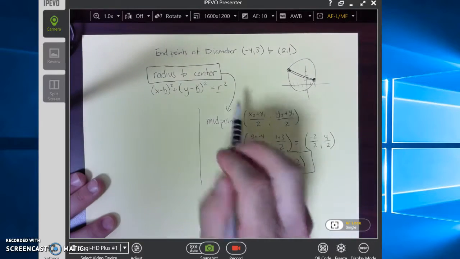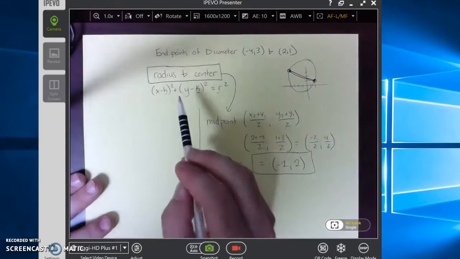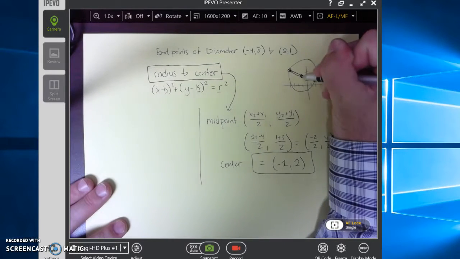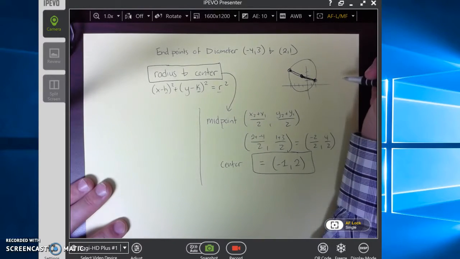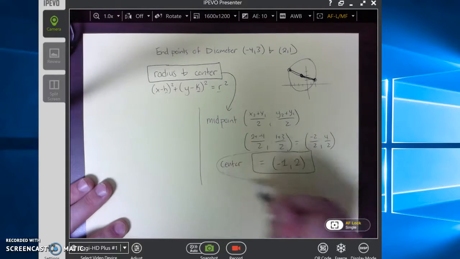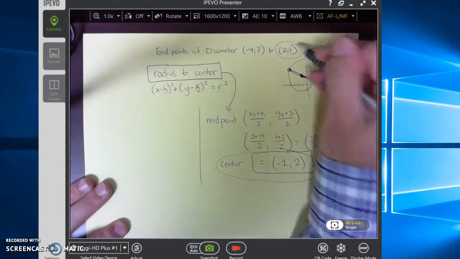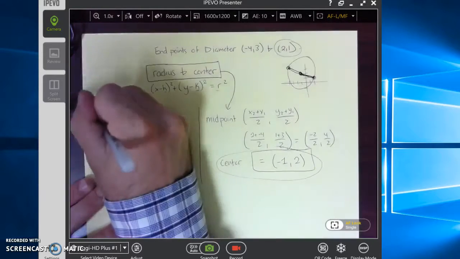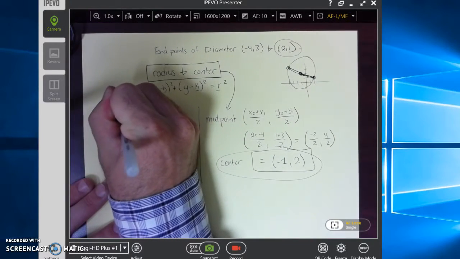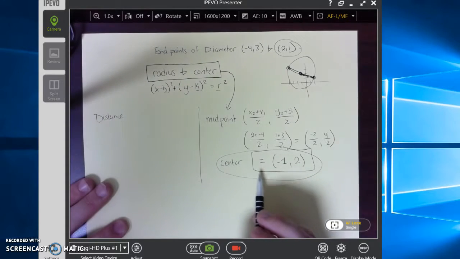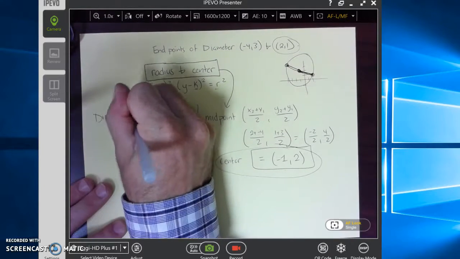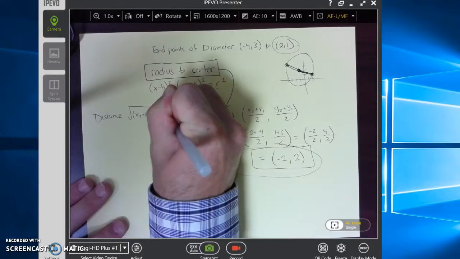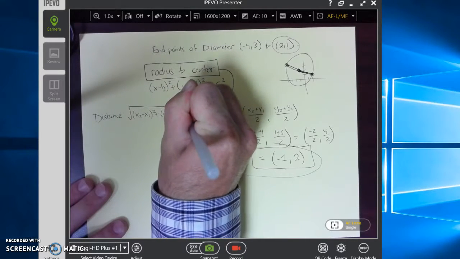And then to find my radius, I have a couple different options. I can find the distance from my midpoint to the end, and that's what I'm going to do. So I'm going to find the distance from the center to one of these points. I'm going to choose this one, and it doesn't matter which one I choose. So we have to do the distance formula.